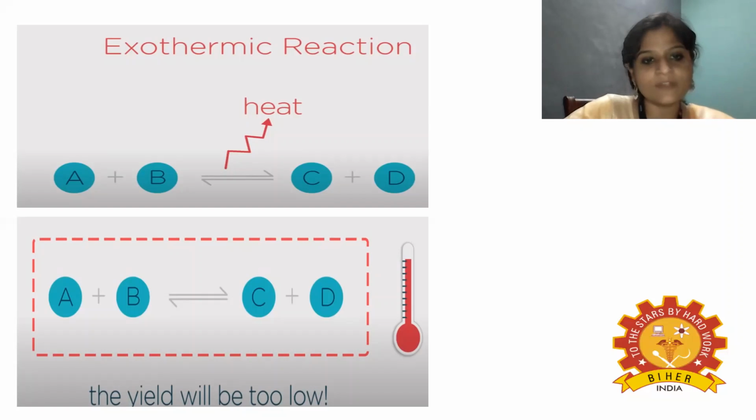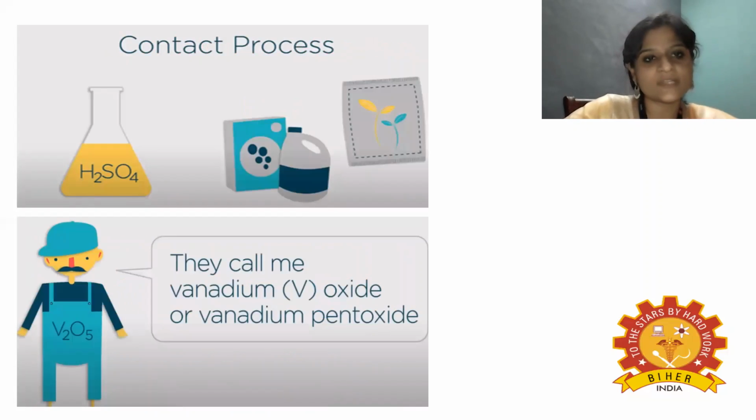So this is where we use a catalyst. The catalyst creates its own pathway for the reaction and facilitates the reactants to form products in a short period, so it increases the speed of the reaction. To be more precise, I have mentioned here the contact process, that is H2SO4 production, which is used mainly in the detergent industry. Here, vanadium oxide, or vanadium pentoxide, is the catalyst.